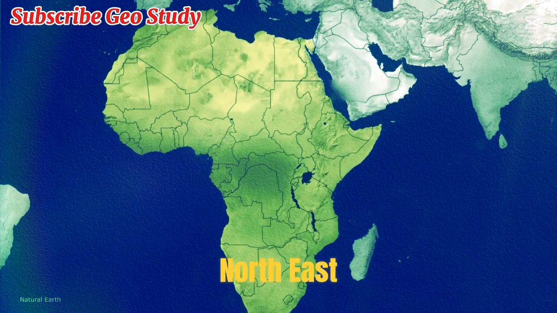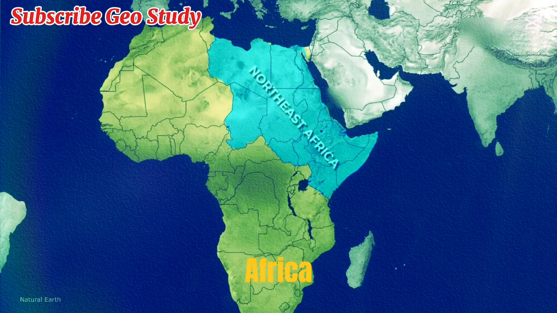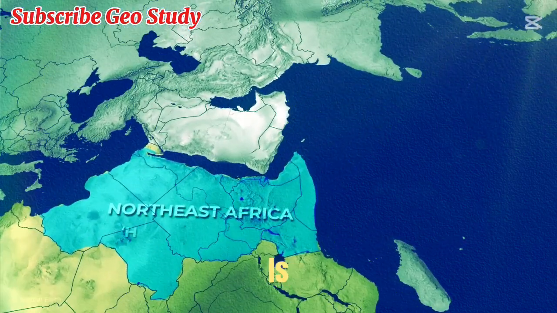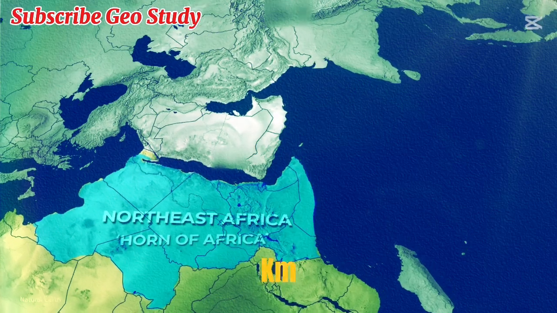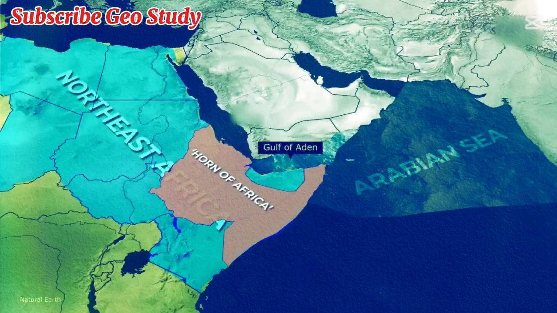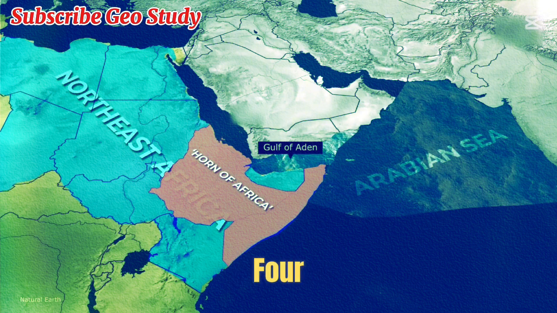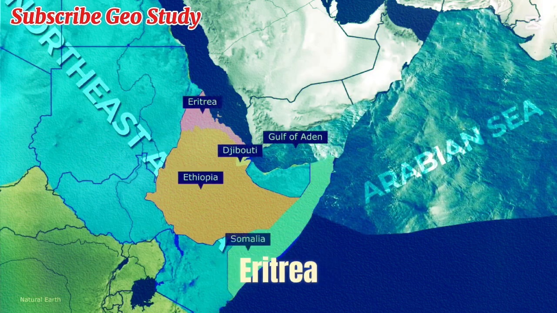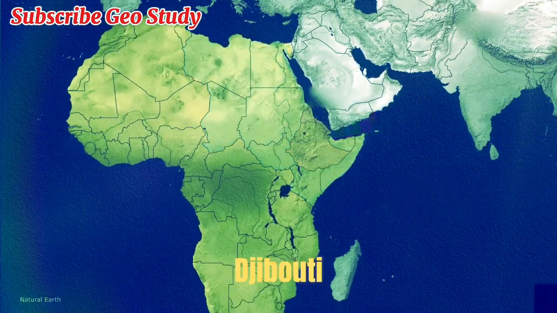2. Northeast Africa, Horn of Africa. This region is also called the Horn of Africa. The Horn is a stretch of about 100 kilometers into the Arabian Sea. It lies south of the Gulf of Aden. The Horn of Africa contains 4 countries. Remember them with the mnemonic seed: Somalia, Eritrea, Ethiopia, Djibouti.